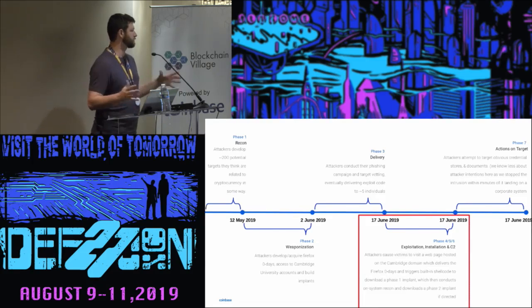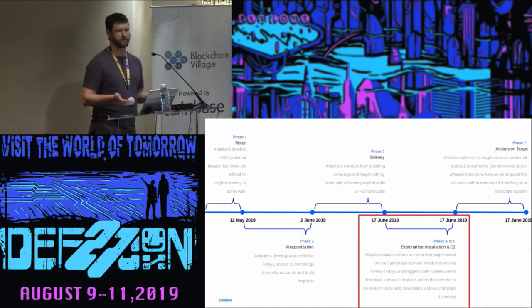I'm lumping together the exploitation, installation, and C2. So you visited that, your browser was exploited. It was a nice clean exploitation. We didn't observe much in the way of crashes. It seemed quite stable. What happened is your browser would shell out to curl and download stage one.